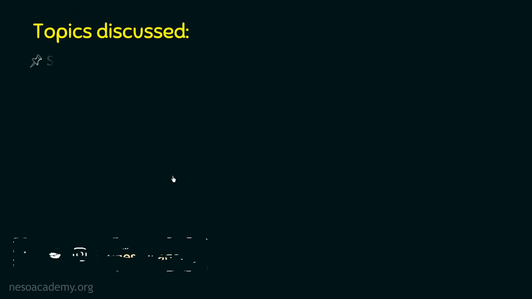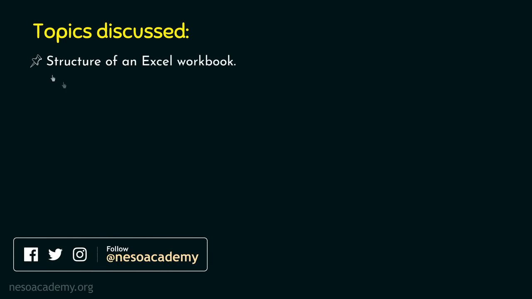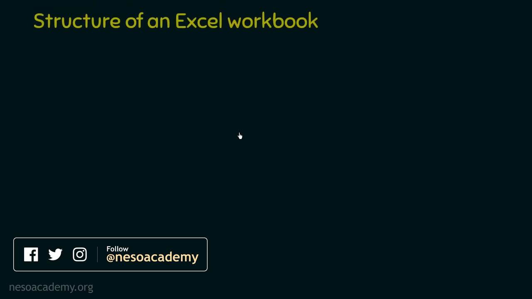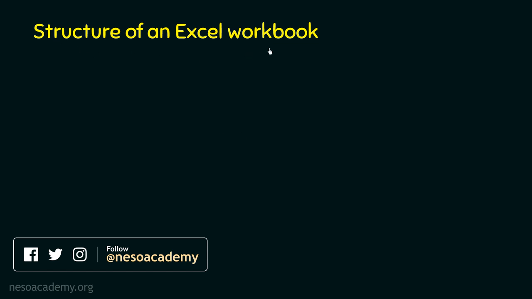The first one will be understanding the structure of an Excel workbook. Here we are going to take a closer look at the Excel workbook. After that, we are going to see how to close and save an Excel document step by step. And in the last, we are going to see how to open an existing Excel document step by step. Alright, so let's take a closer look and understand the structure of an Excel workbook.